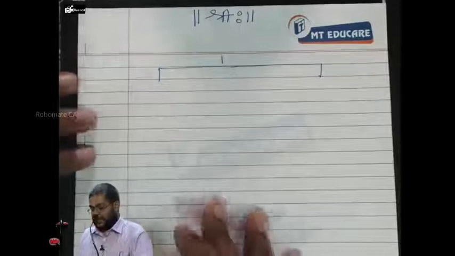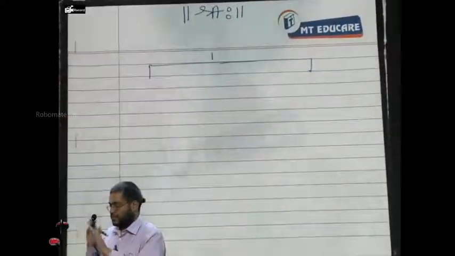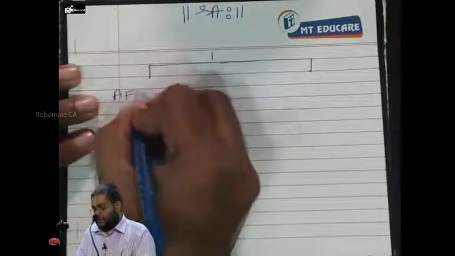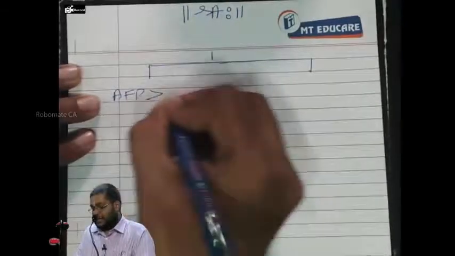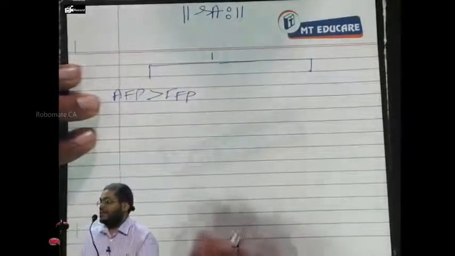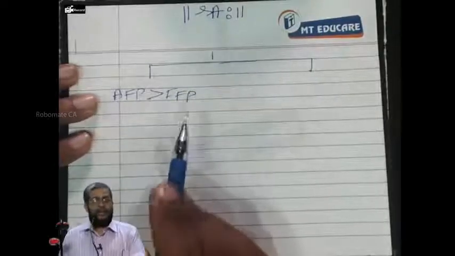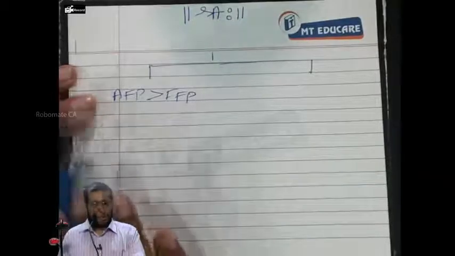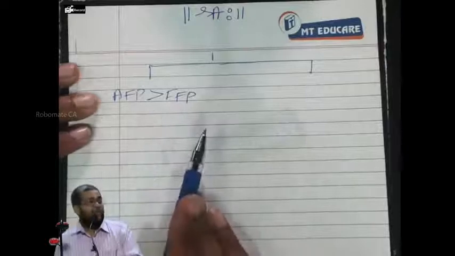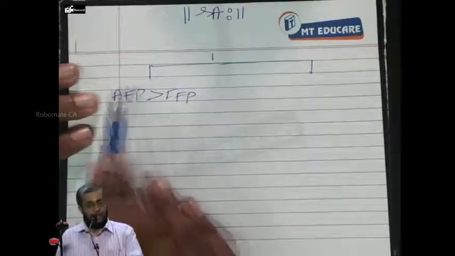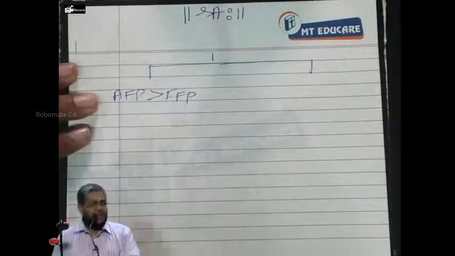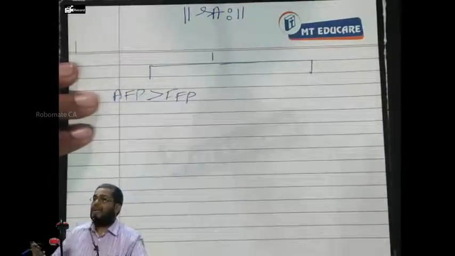First situation is actual futures price is greater than fair futures price. In the futures market, a particular futures is trading at 1,300 rupees. It is worth only 1,200. So the actual price in the futures market is more than the theoretically correct fair futures price. One situation. Are you able to understand that?